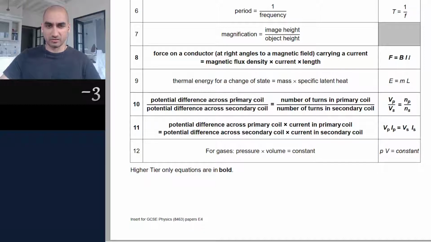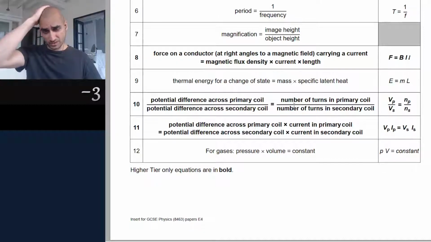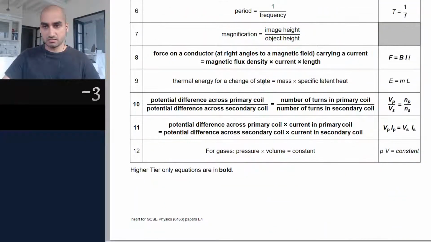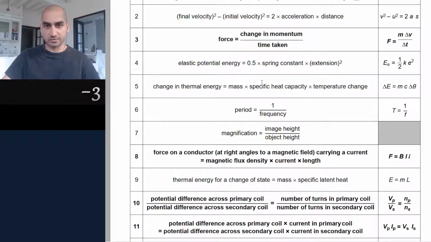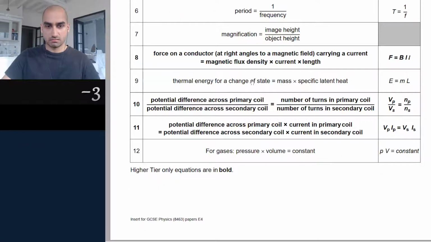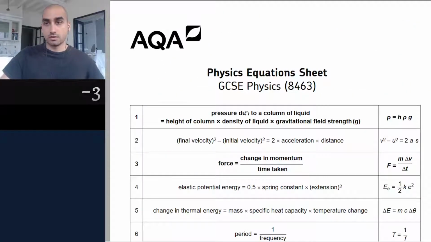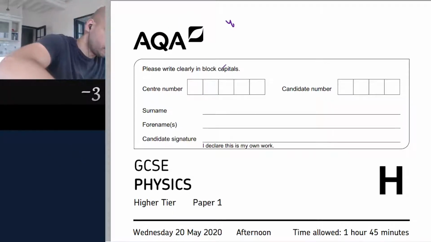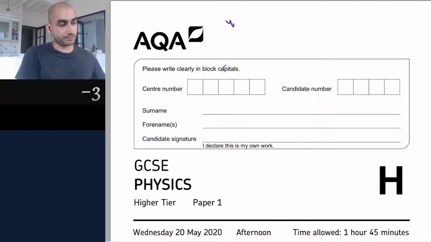Differences across primary coil. God. Oh man, this stuff, electromagnetism, was this done in GCSE? It probably was. Wow. I don't remember electromagnetism. PV equals constant. So you don't do like electronics, like V equals IR, stuff like that? Oh, higher. No, well, I am doing higher TS. So. Okay then. Well, let's begin.